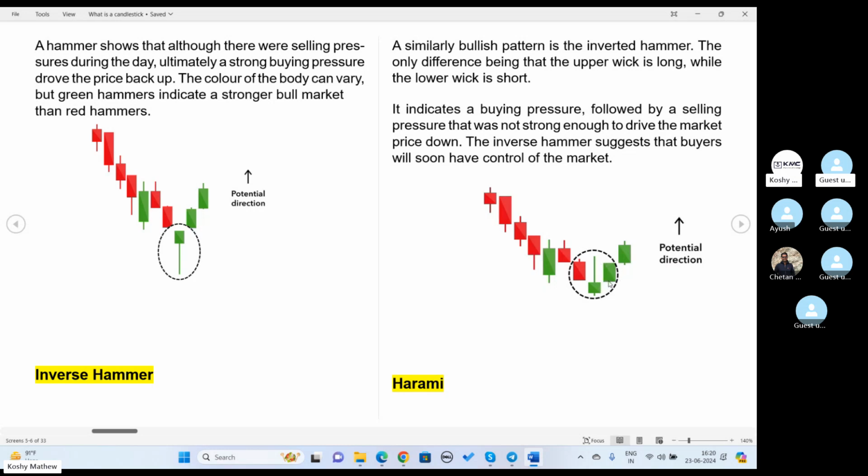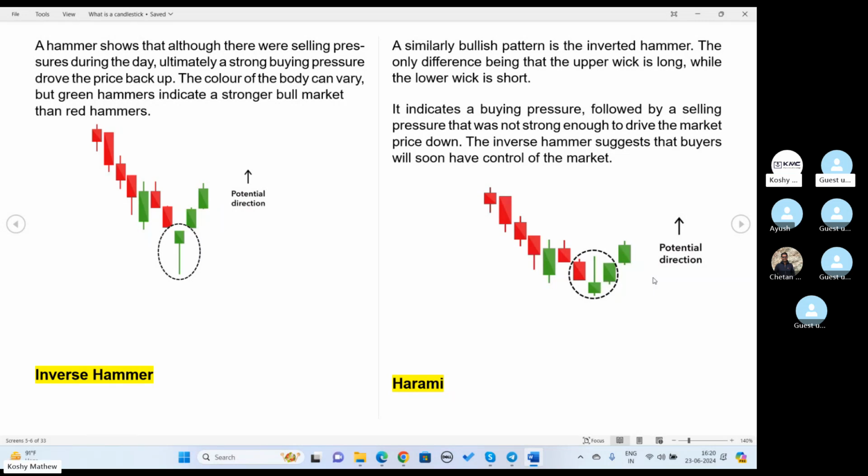Wait for this candle confirmation. If you see a next candle which is a green candle beside this hammer, inverted hammer, take positions and you can go long. Clear? Yep. So this is very, very important.